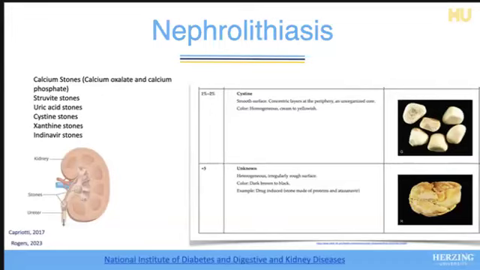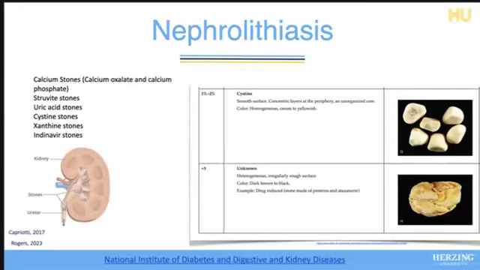Other things you might consider that increase, for example, the risk of calcium oxalate stone formation that we see in nephrolithiasis could be hypercalciuria, which is excessive urinary calcium excretion, due to increased intestinal absorption, hyperparathyroidism, or even bone demineralization.